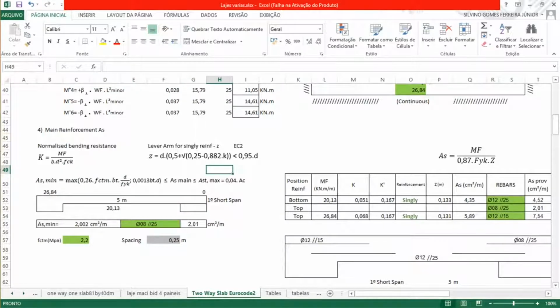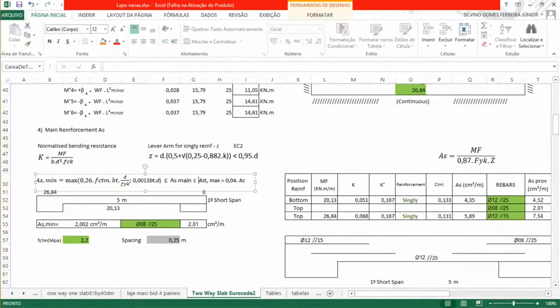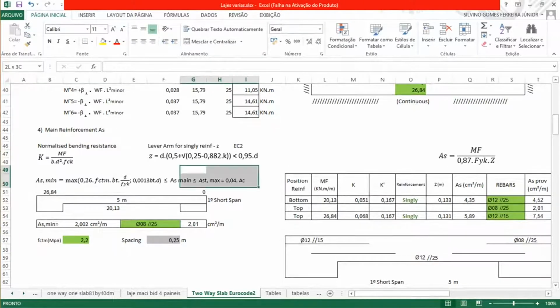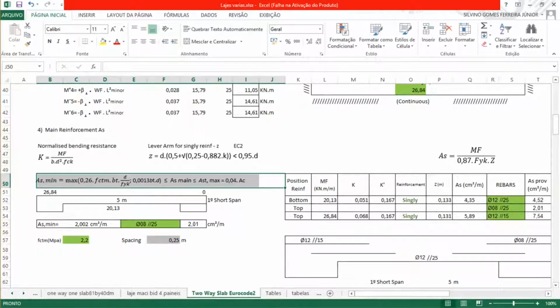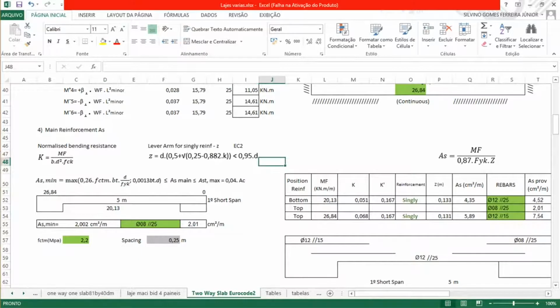And the main reinforcement always has to be minor than the maximum reinforcement that will be given by this expression, 0.04 multiplied by the area of the concrete section, the cross section area of the concrete. So this is why I have this expression here. So the reinforcement will be between these values. They are being limited by these values.